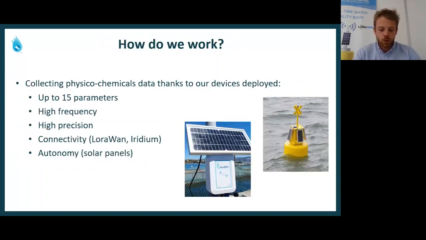And how do we work? So we provide hardware, software, and customer support. For the hardware, we provide two types of devices, the Aquabox, the fixed one, and the Aquaboy, the one you can put in the water wherever you want. We can monitor up to 15 parameters with a high frequency, with a measure every 20 minutes and high precision. You can customize your device as you want, choosing the parameters, but also the connectivity. You can have LoRaWAN connectivity if you have access to internet, and an Iridium one with satellite connectivity if you're in an isolated area. And of course, all the devices are autonomous because they are equipped with a solar panel. So you have an example of the fixed one on the left and the buoy on the right picture.